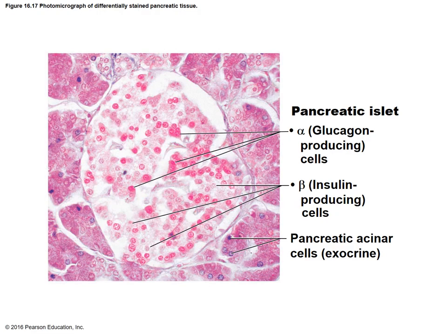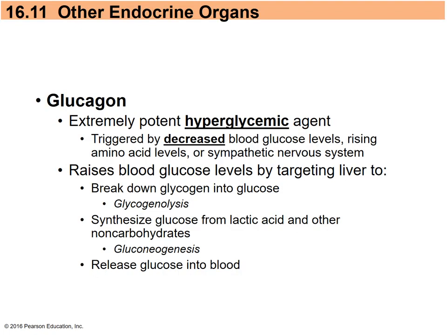The alpha cells are those smaller ones, typically looking kind of reddish or dark pink in color, and the beta cells tend to be paler and more purplish in color. Once again, the beta cells produce insulin, the alpha cells produce glucagon. So what is glucagon? Well, it is going to be triggered or stimulated by decreased glucose levels in the blood.